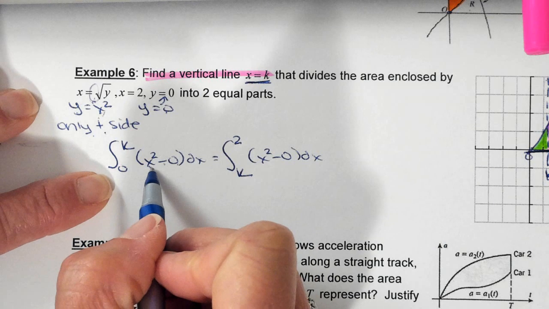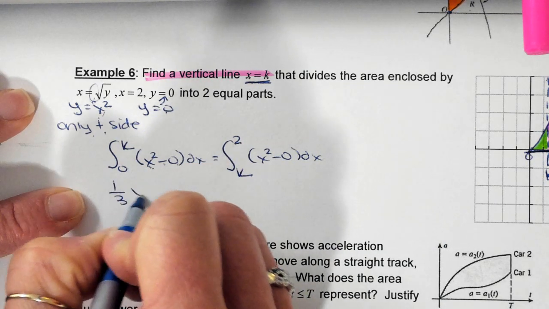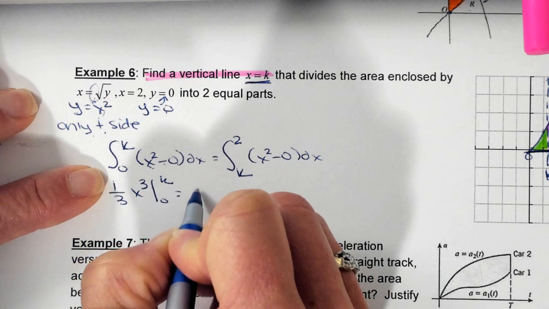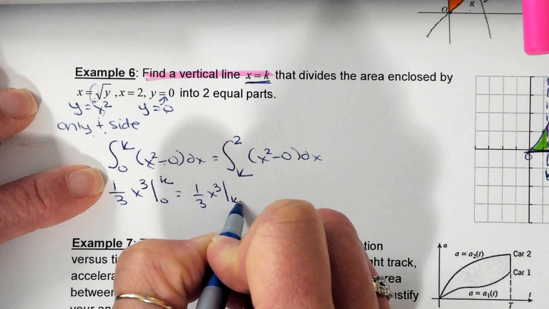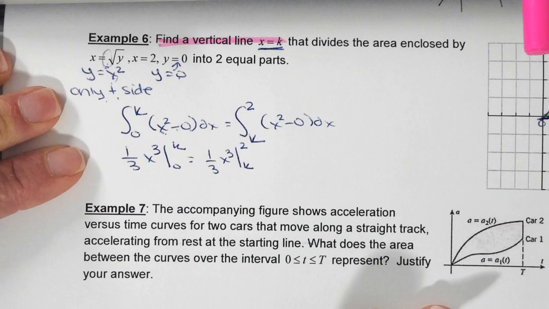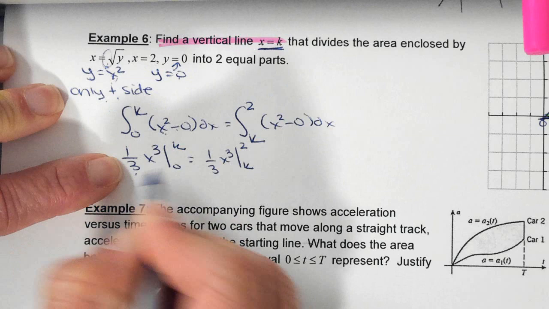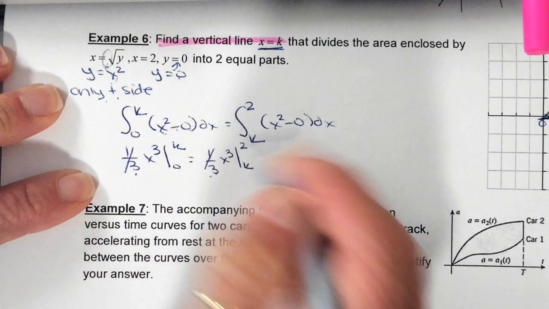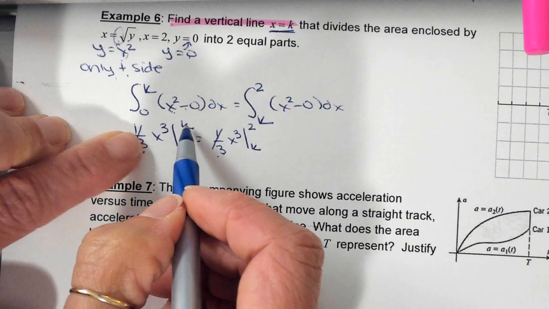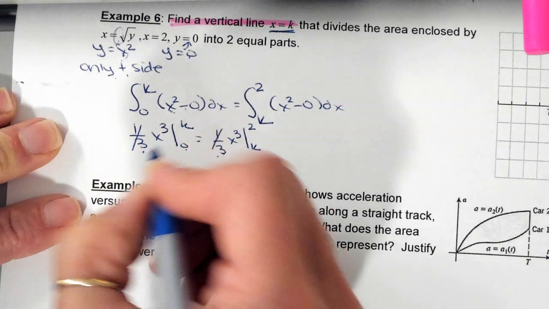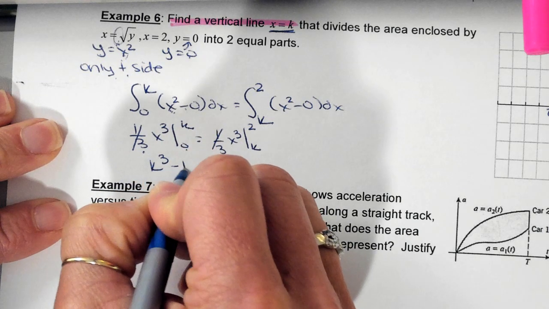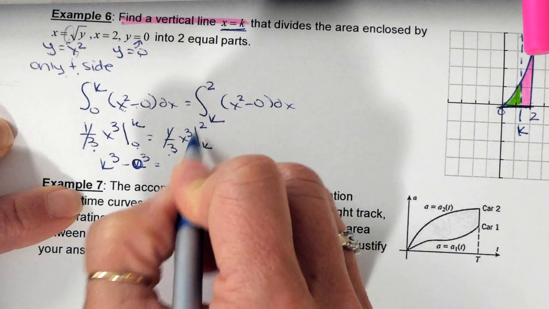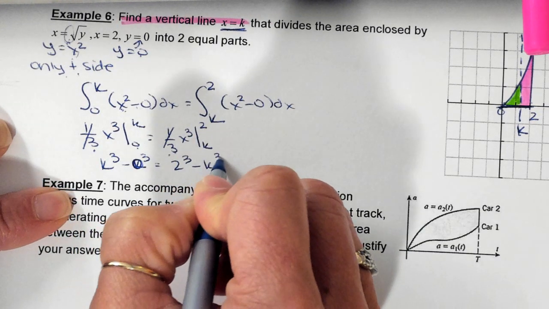When we integrate x squared, this is 1/3 x cubed evaluated from 0 to k, and that should be equal to 1/3 x cubed from k to 2. Since this 1/3 is just a coefficient, you have one on this side and one on this side, they would cancel each other out, and now we can evaluate. You want to go f of b minus f of a, so this is k cubed minus 0 cubed, and that's equal to 2 cubed minus k cubed.